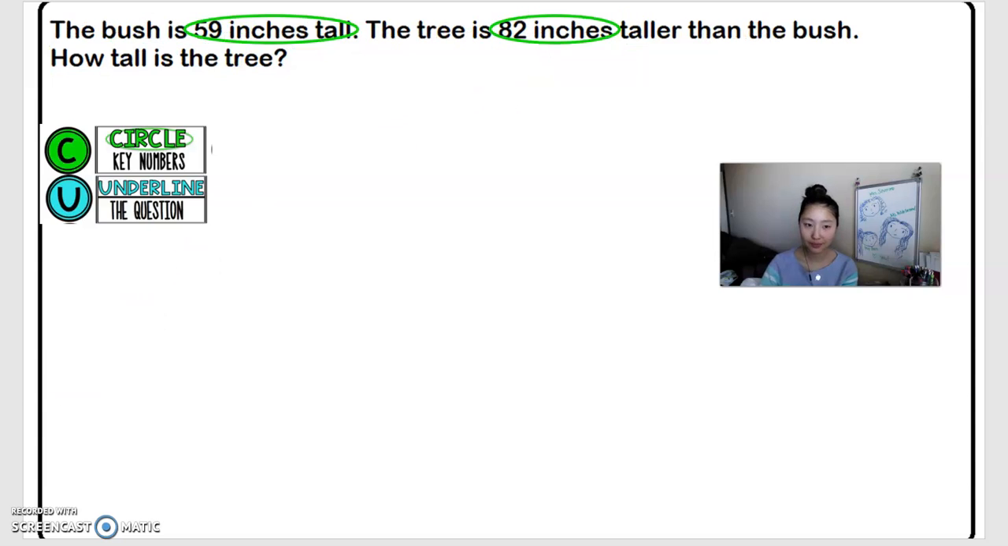Next one. The bush is 59 inches tall. The tree is 82 inches taller than the bush. How tall is the tree? Right now, pause it or point to the question as I go retrieve my tool so I can underline that. The underlined question should be, how tall is the tree?